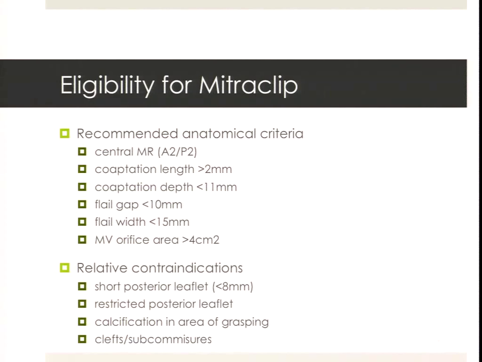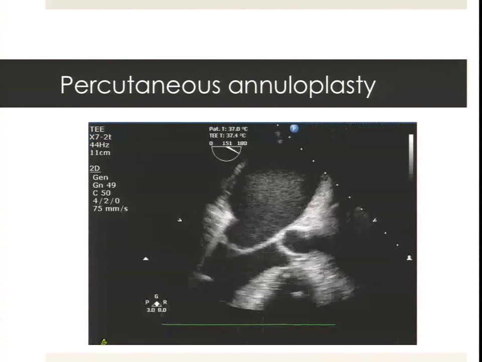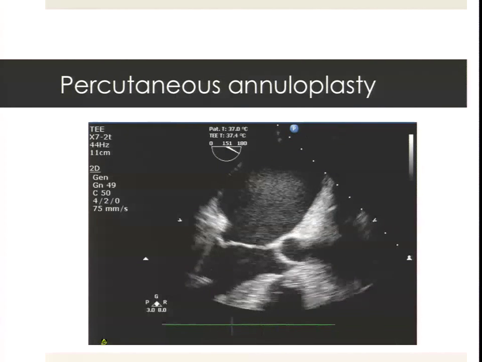So there are recommended anatomical criteria on those sorts of things in terms of depth of coaptation, flail, and orifice areas and areas to address. People who fail that can have percutaneous annuloplasties. We've done a Cardioband here. We used the TOE and I put the person to sleep because it helped us find the coronary sinus, but then again, it's pretty big. It was pretty big, and this is the device in place, reducing the mitral annulus down.